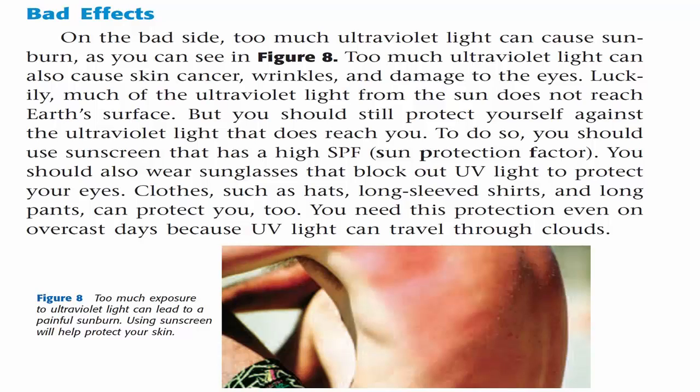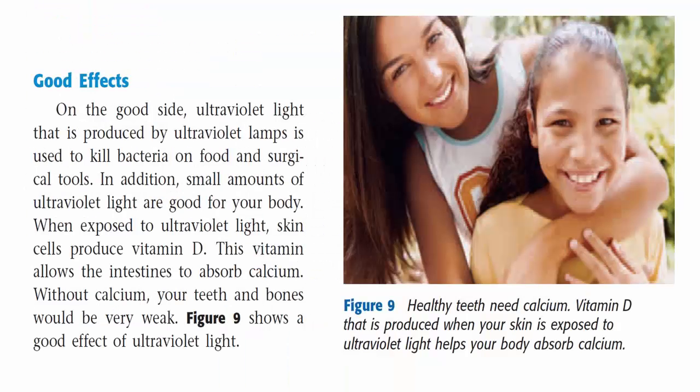To do so, you should use sunscreen that has a high SPF, or sun protection factor. You should also wear sunglasses that block out UV light to protect your eyes. Clothes such as hats, long-sleeved shirts, and long pants can protect you too. You need this protection even on overcast days because UV light can travel through clouds.